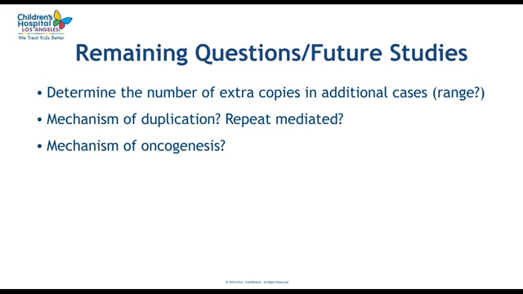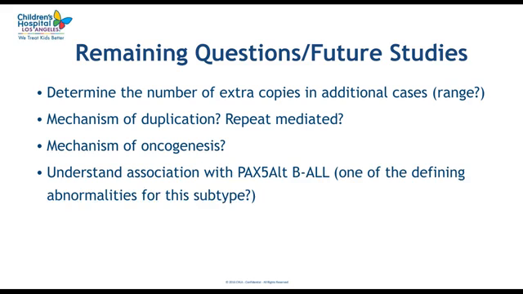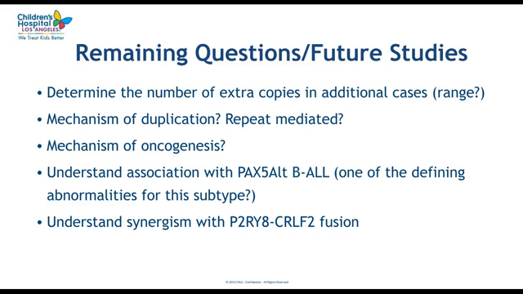What are the downstream effects on the PAX5 function and downstream PAX5 targets? And then it will be important to understand fully its possible association with PAX5 alt BLL. Is this really one of the genetic drivers associated with this particular subtype of the disease? And finally, another very intriguing question is to understand synergism with the P2RY8-CRLF2 fusion, which seems to very frequently be seen in these cases that have PAX5 intergenic tandem multiplication.